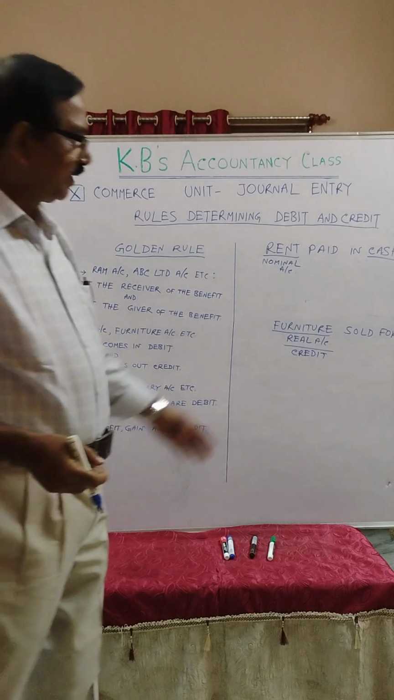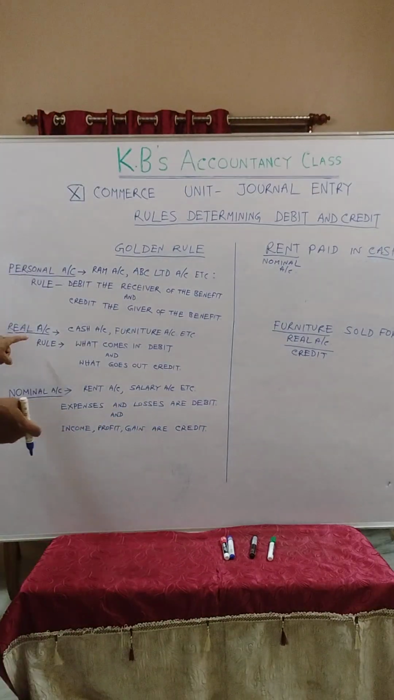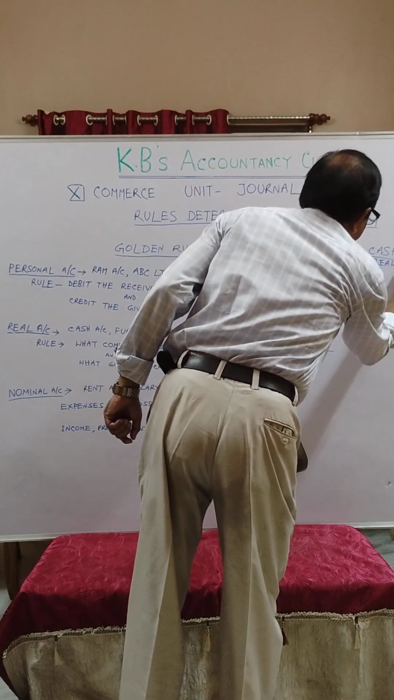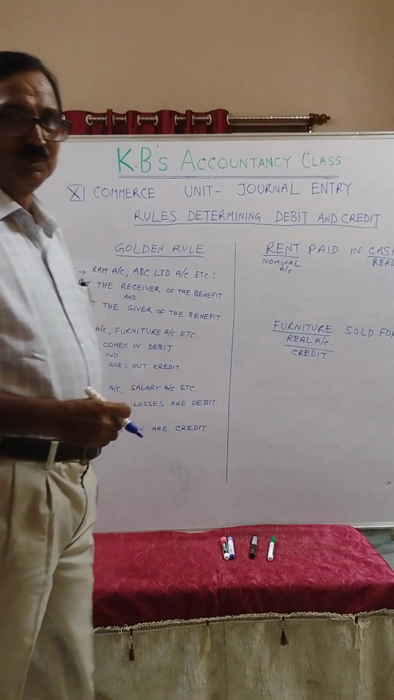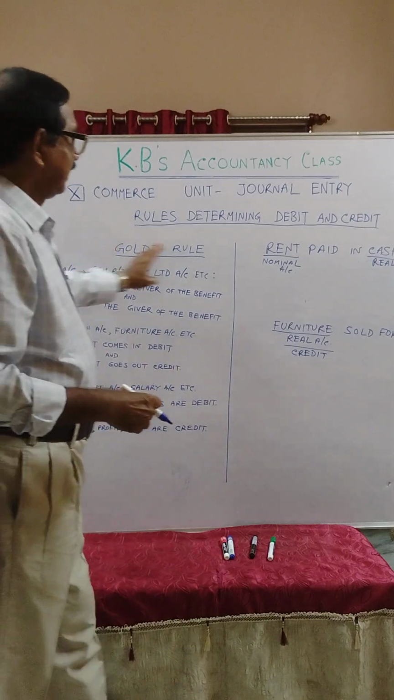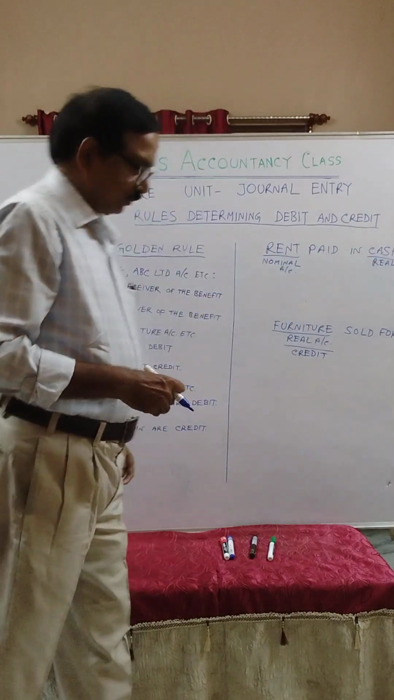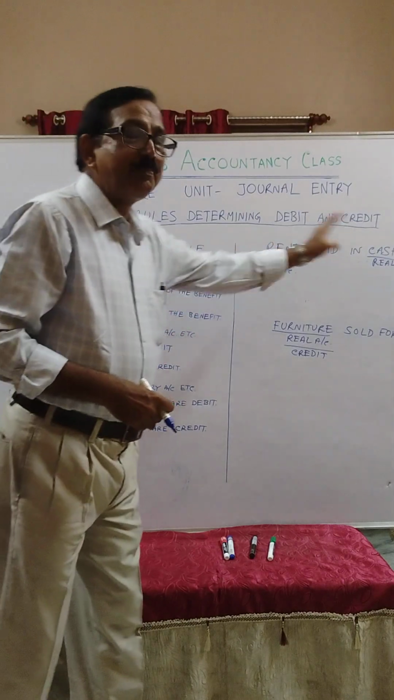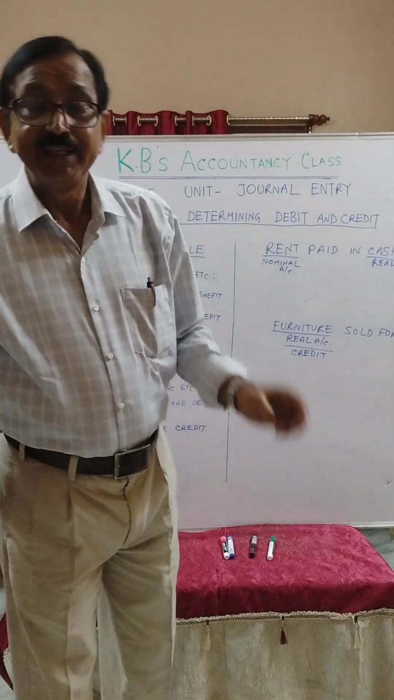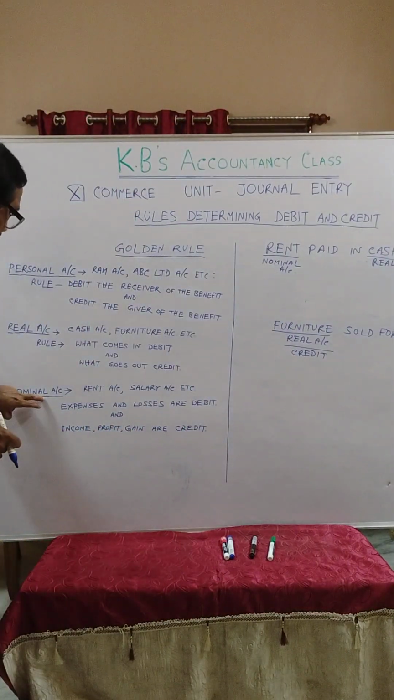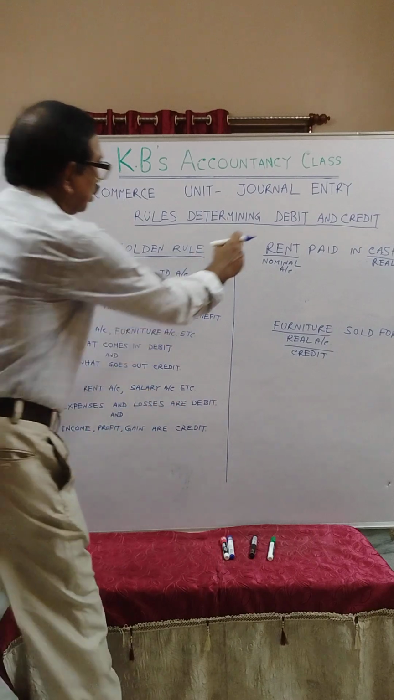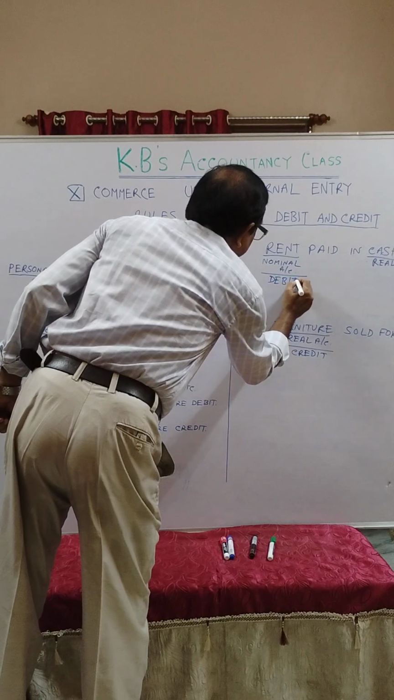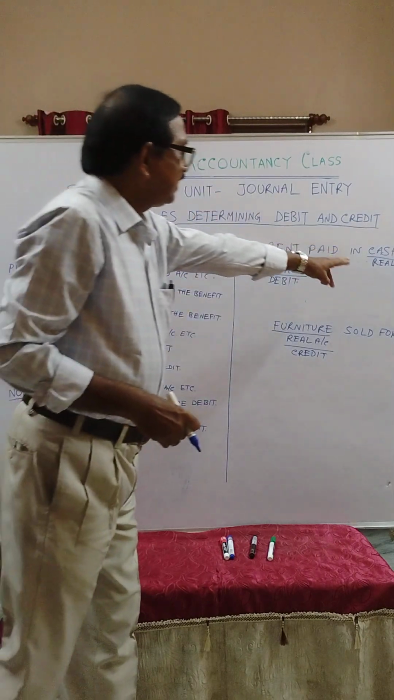Cash, we previously discussed, is an asset. So in case of asset, it is a real account. Now we shall apply the golden rule as per nominal account and as per real account. As per nominal account, expenses and losses are debit. Rent paid, is rent an expense or income? It is an expense. So rent is debit. Correct?